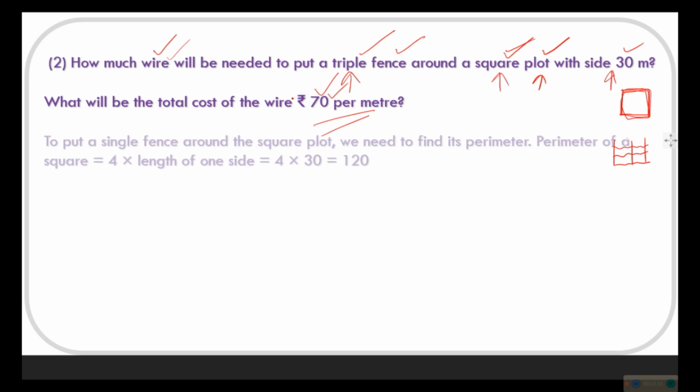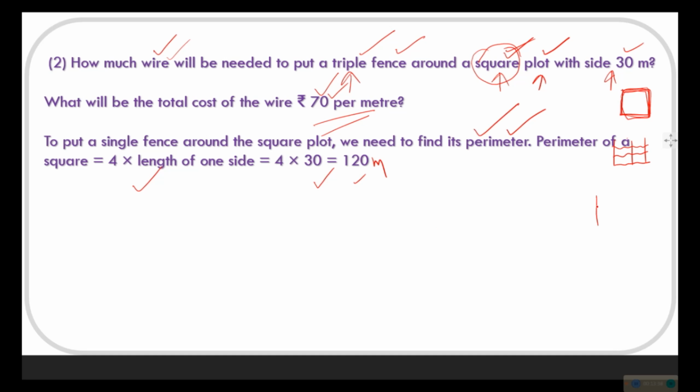So to put a single fence around the plot we need to find the perimeter. एक बार डालने के लिए हमको पेरीमीटर फाइंड आउट करना. Perimeter is 4 into side in the case of a square. Where is that square? Hero, इधर है. It is a square, so 4 into 30, 120 meter wire required for 1 time fencing, 1 round fencing. Why? Because it is a perimeter.